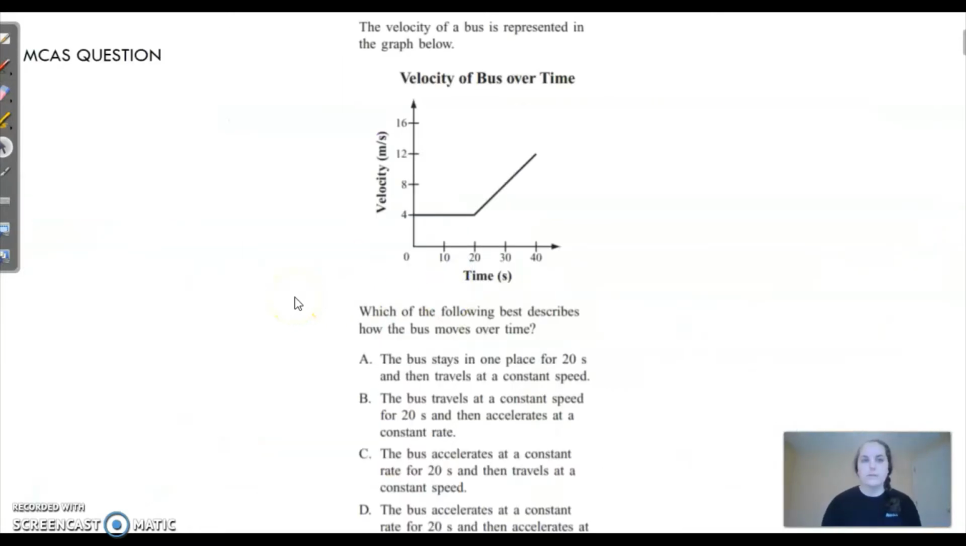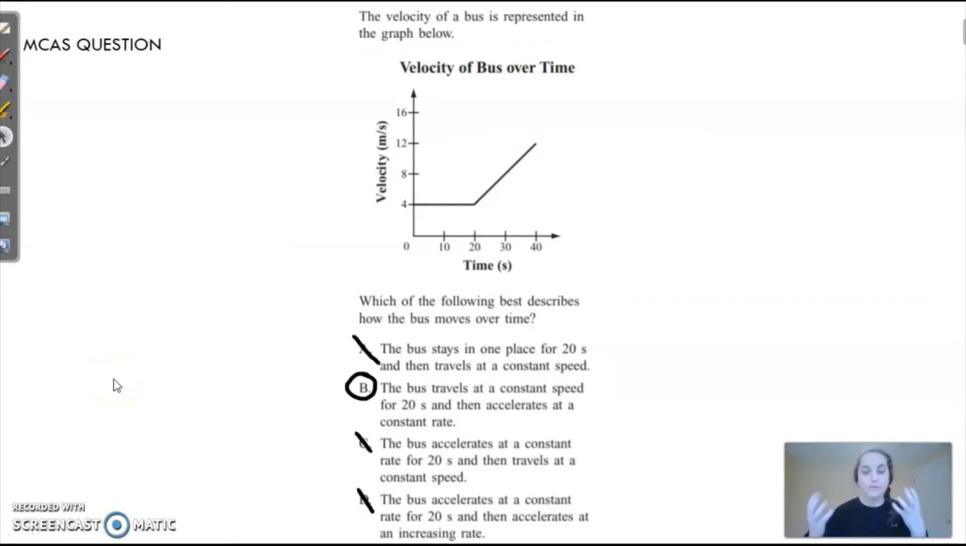So let's look at this MCAS question. The velocity of a bus is represented in the graph below. So we're given the velocity over time here. That change in speed, the speed over time. So we have our velocity, we're given some time. Which of the following best describes how the bus moves over time? Go ahead and try this question and do your best.